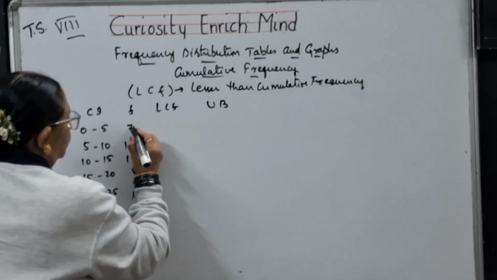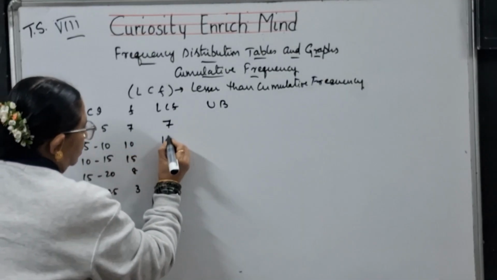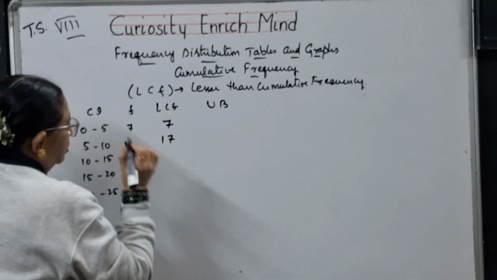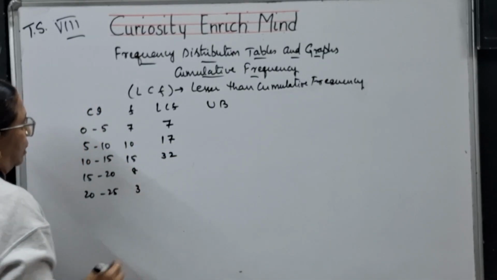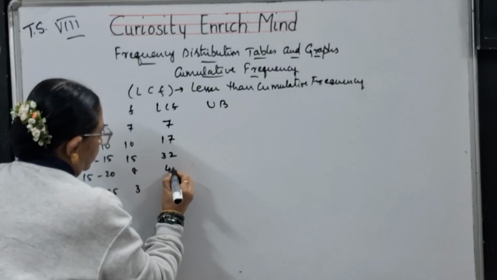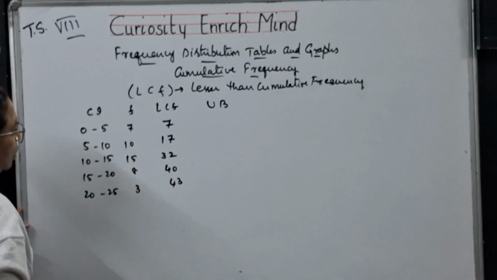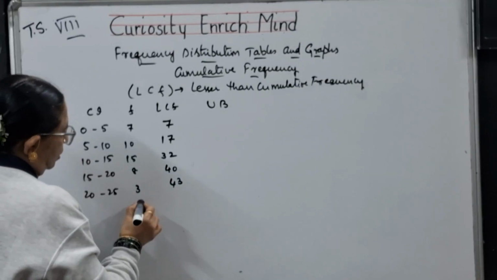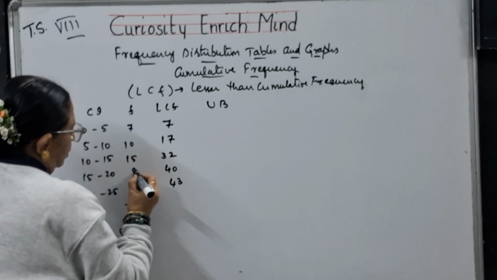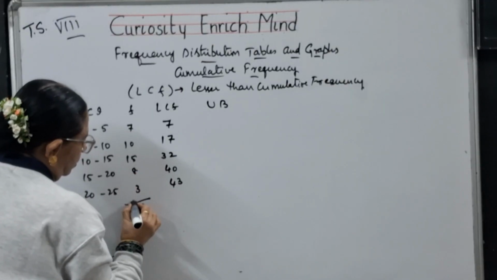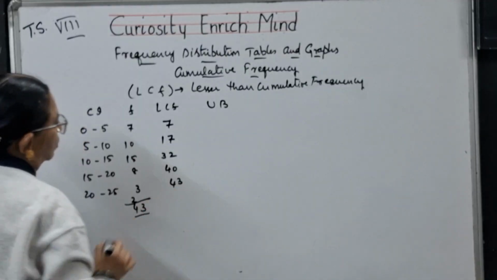So first, whatever is the frequency, write that as it is. And 7 plus 10, 17. 17 plus 15, 32. 32 plus 8, 40. 40 plus 3, 43. So is it correct or not? Let us see. 7, 5, 12, 20, 23, 2, 3, 4, 43. See, you have got both of them the same.